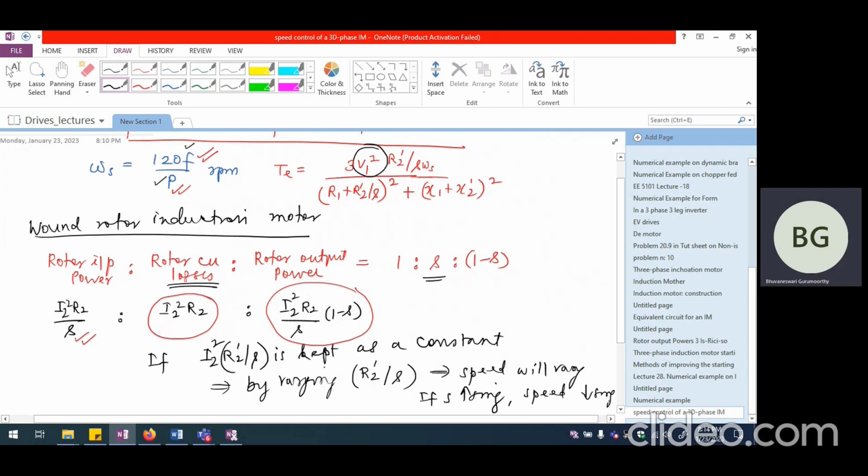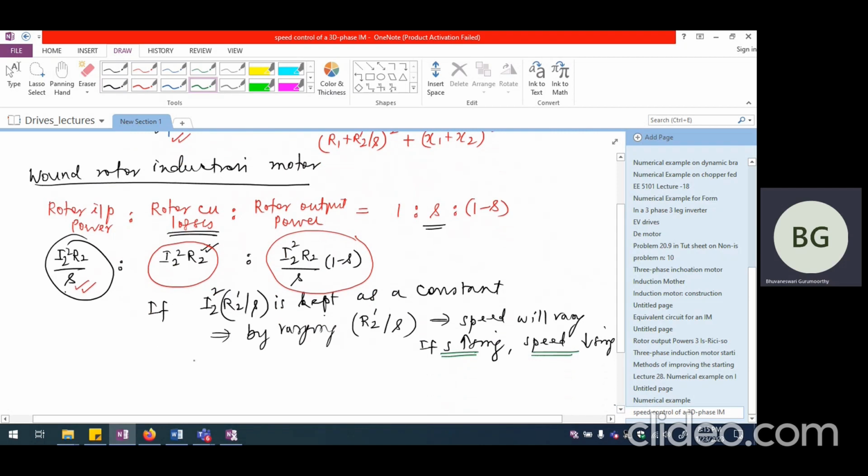So this is one of the easiest methods of achieving speed control, especially in the case of a wound rotor induction motor. In the wound rotor induction motor, we have the luxury of changing the rotor resistance, and by changing the rotor resistance, we would see that for a given rotor input power, the slip automatically will change. If I increase the rotor resistance, the slip will increase. If the slip is increasing, then the speed decreases automatically.